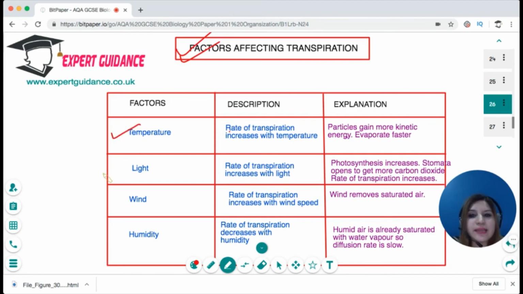It is temperature, light, wind and humidity. With an increase in temperature, the rate of transpiration increases because the particles gain kinetic energy. They start to evaporate faster. With light, the rate of transpiration also increases, because remember, as the rate of photosynthesis increases, the stomata will open to take in more carbon dioxide, which increases transpiration.